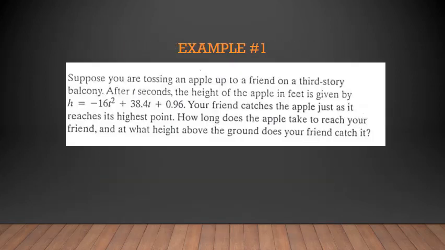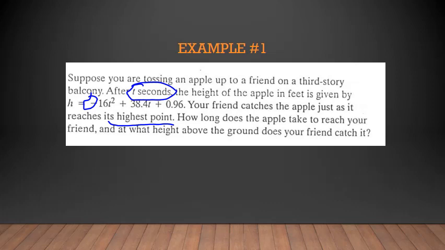Okay, in this example we have an apple that we're tossing up to a friend on a third-story balcony after t seconds. So what that tells us is that t stands for the time in seconds. The height of the apple in feet is given by, and there's the equation. For right now, I'll always give you the equation, and then it's your job to figure out which part to answer. Your friend catches the apple just as it reaches its highest point. Now, to me, the highest point tells me it's the maximum. I already know from the negative that this is a facing down parabola, so that kind of makes sense to me.